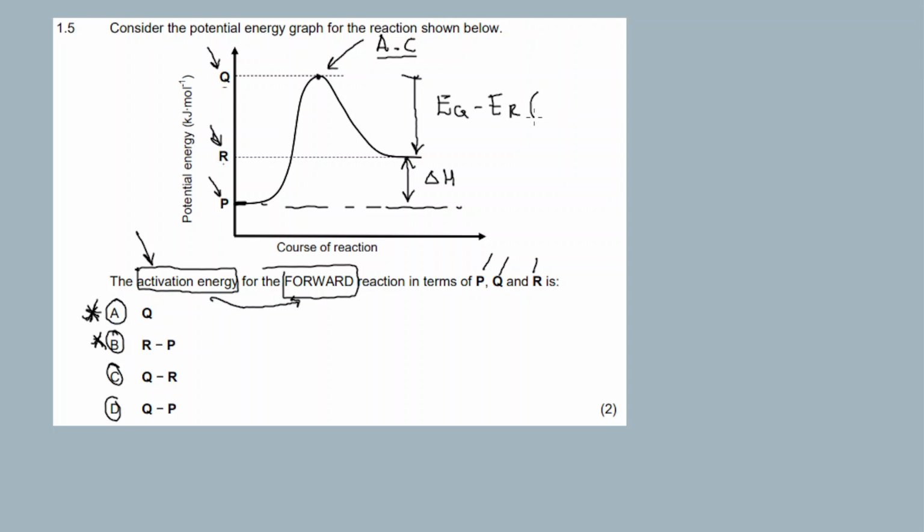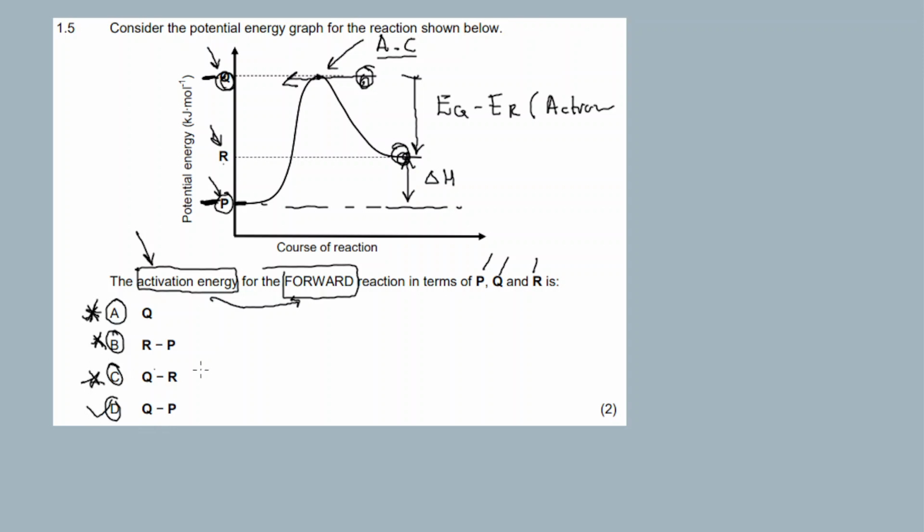This is an activation energy, but it's not the activation energy for the forward reaction. Instead, it's the energy for the reverse reaction. According to a potential energy graph, activation energy is the energy difference between your starting point and the activated complex or the activation complex. So for the forward reaction, it's QP. For the reverse reaction, it's R what? Q. It's RQ. So our answer here will be D.